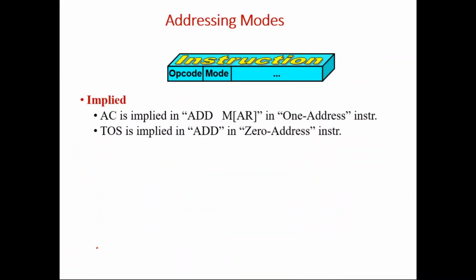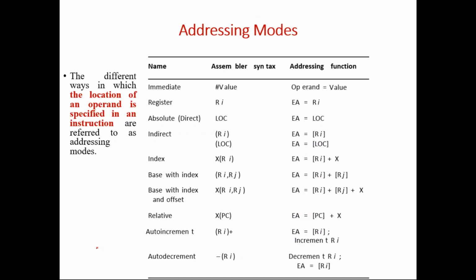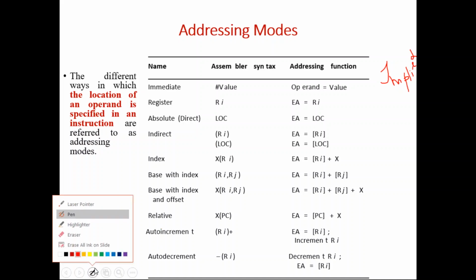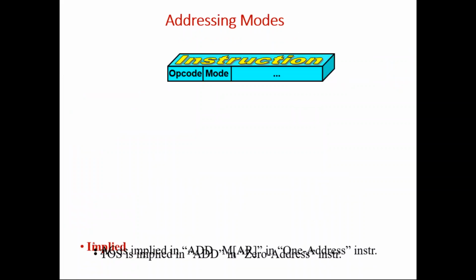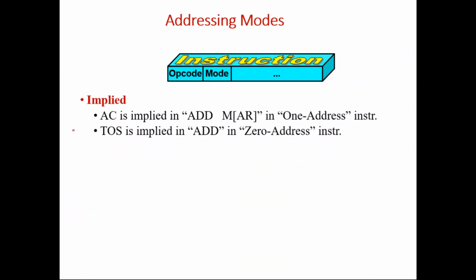Let us start. In the table there is one addressing mode which is missing, which is called implied addressing mode. First we will discuss what is implied addressing mode. After that we will discuss all the other addressing modes. We may not strictly follow this order, but more or less we will follow the table order. So the first thing we'll be discussing is implied addressing mode.